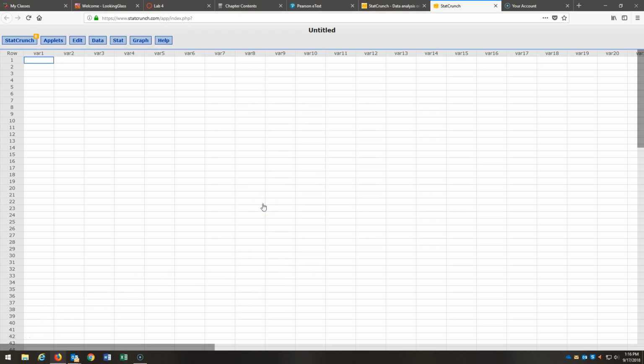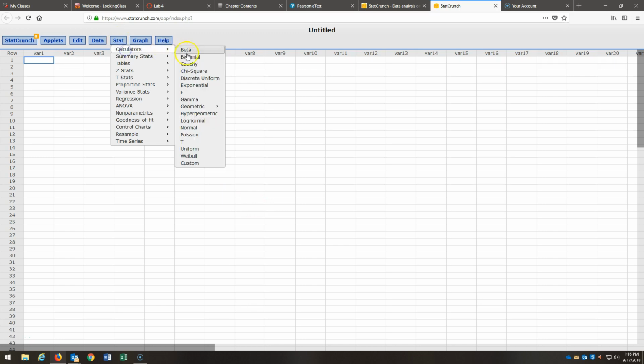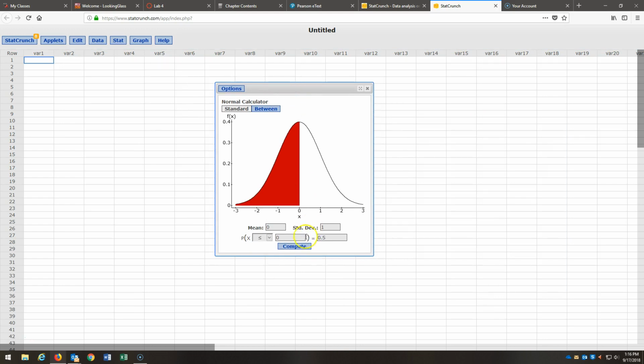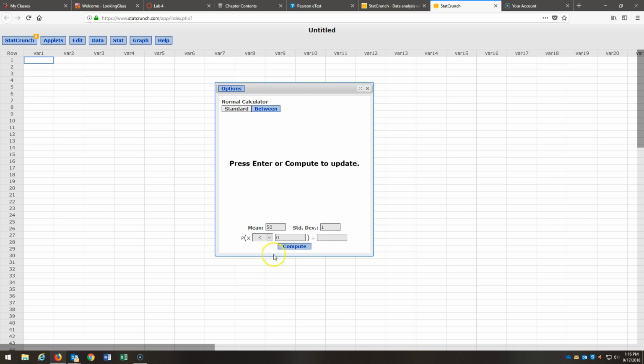The next thing we'll do is use the normal distribution calculator. If we go to Stat, Calculators, Normal, we open the normal distribution calculator. The first thing we need to do when we're using this is type in the appropriate mean and standard deviation. Let's type in a mean of 50 and a standard deviation of 2.4. Now we're able to compute the probability for a given boundary value. Let's calculate the probability that our variable is less than or equal to 48.